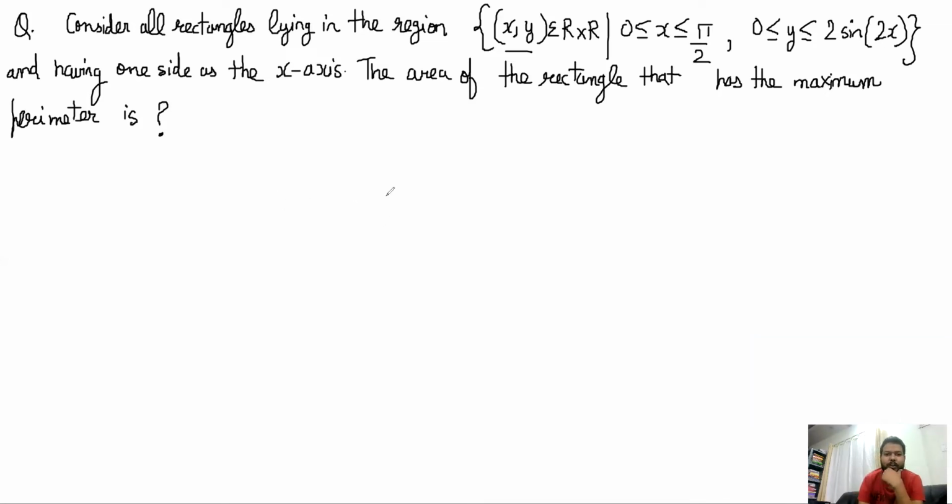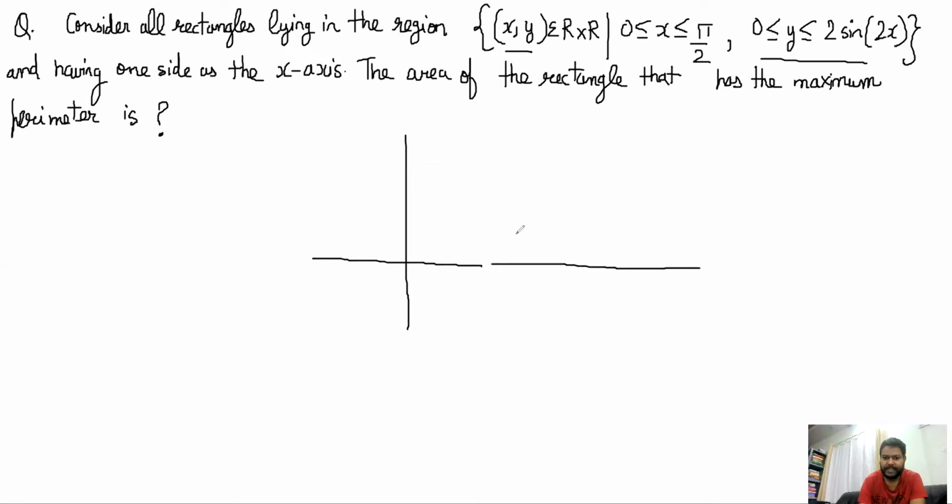The first thing that we'll want to do is try to plot the graph of the function. So, the function is y is equal to 2 sine 2x, and x goes from 0 to pi by 2. So, if you think about it, if x goes from 0 to pi by 2, then 2x goes from 0 to pi. So, y is less than or equal to 2 sine 2x. So I will just draw the graph here.